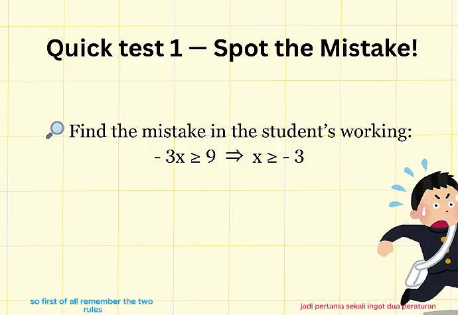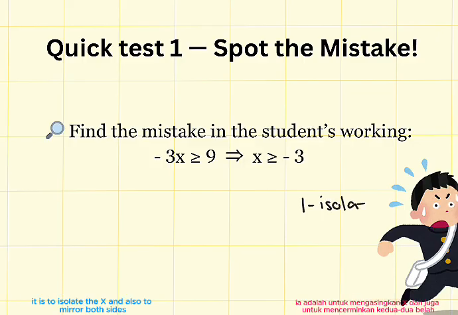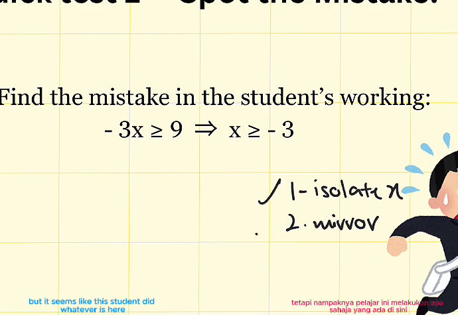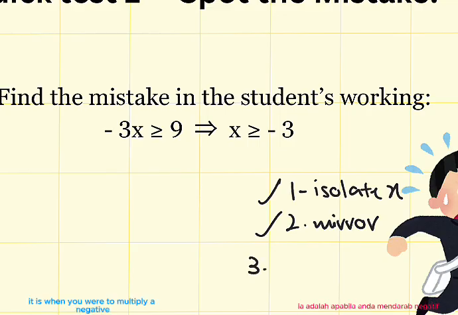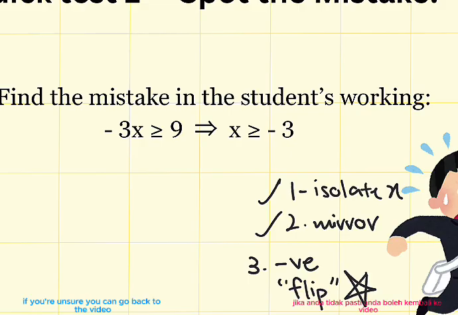So first of all, remember the 2 rules when we are dealing with inequality. It is to isolate the x and also to mirror both sides. But it seems like this student did whatever is here, but he's forgetting a very important note that we had just now. When you multiply by a negative, you will have to flip the sign. If you're unsure, you can go back to the video where I explained this.